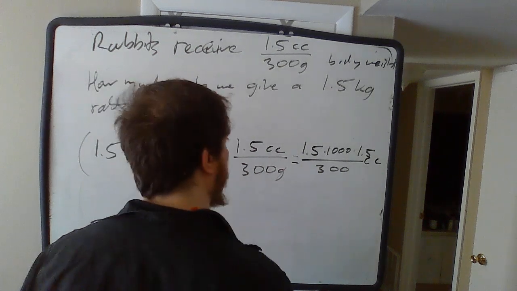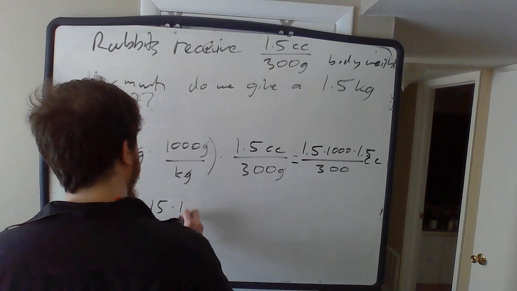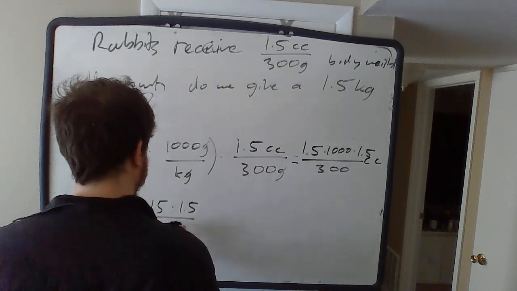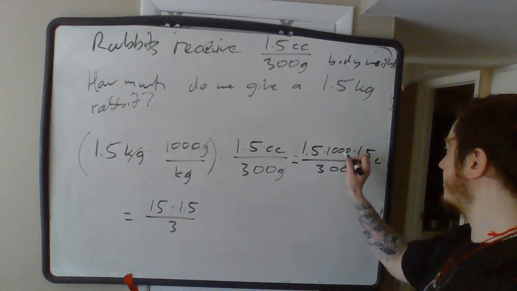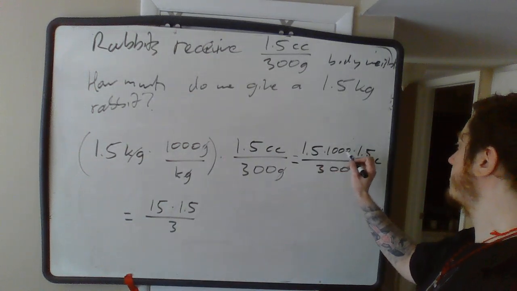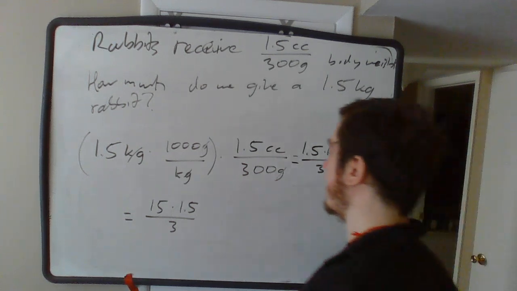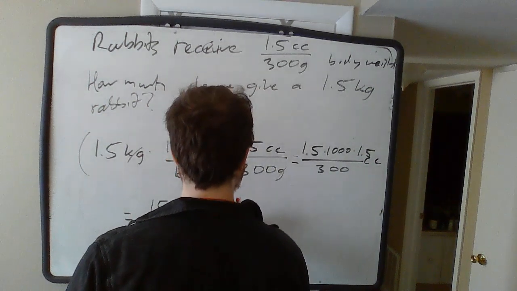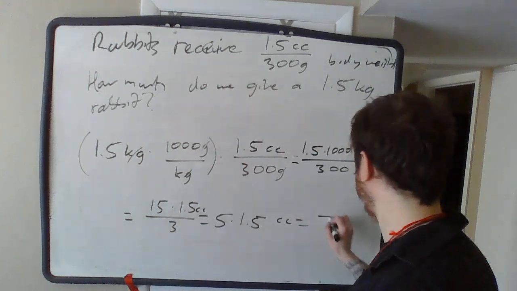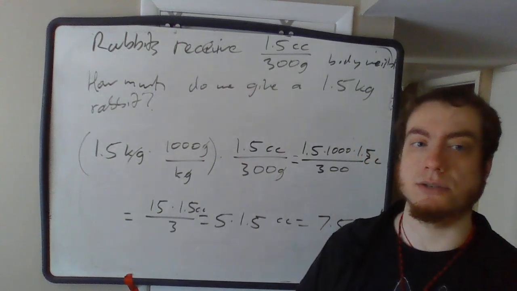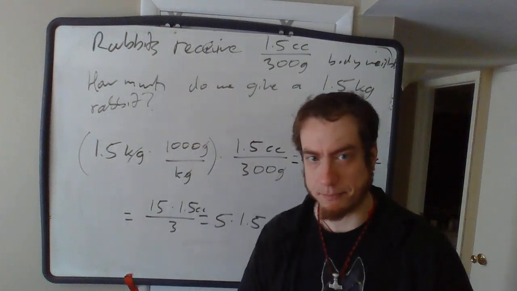So canceling things out a bit here, we're going to have 15 times 1.5 divided by 3. Because I canceled out the 300 cancels to make this 1.5 times 10 times 1.5 divided by 3. That gives me 15 times 1.5 divided by 3. This becomes 5 times 1.5, and that's going to become 7.5 cc's. So the answer is that we want to give this rabbit 7.5 cc's.